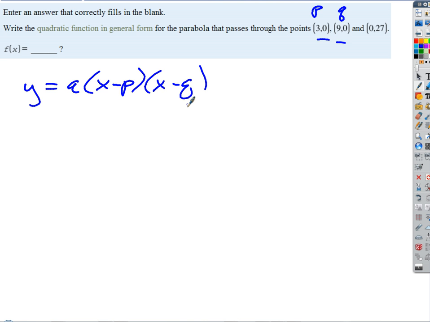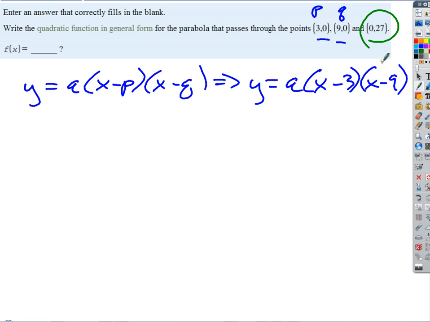Good, okay. So we'll plug in the values, and that's just going to give us y equals a times x minus 3 times x minus 9. To find a, use the other point. Now it's got a 0 in it, but that's okay. It's the x coordinate that's 0. It's just an accident. It doesn't have to be that way. So when x is 0, y is 27, right? Okay, so if we plug in 0 for x and 27 for y, what do we get?